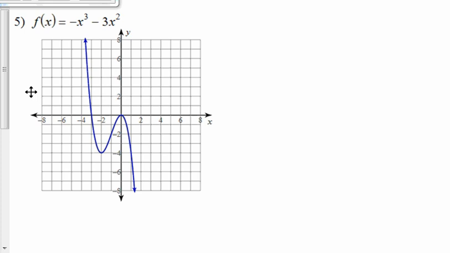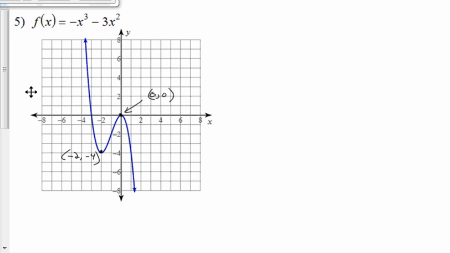For number 5 here, we're going to start by finding the relative minima and maxima. So that's wherever we change from increasing to decreasing or vice versa. So in this case we have two locations. -2, -4 would be a relative minimum, and 0, 0 would be a relative maximum.